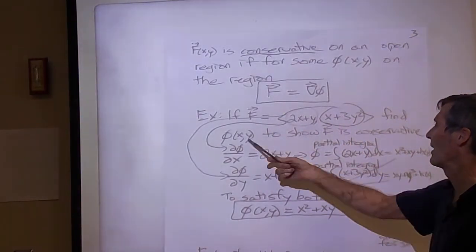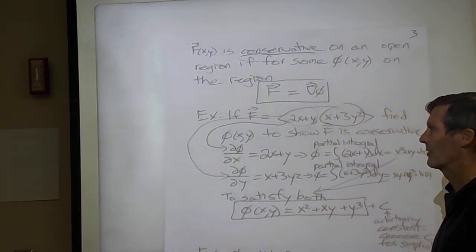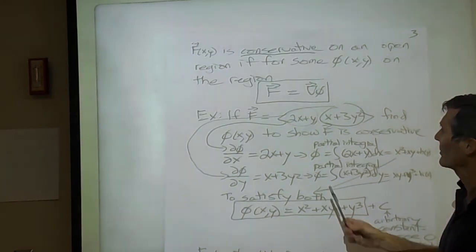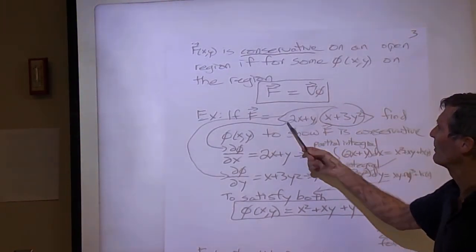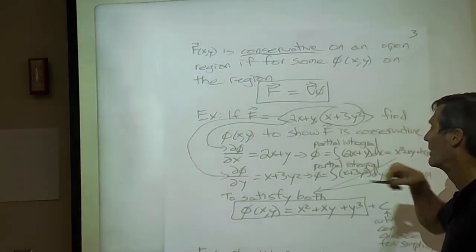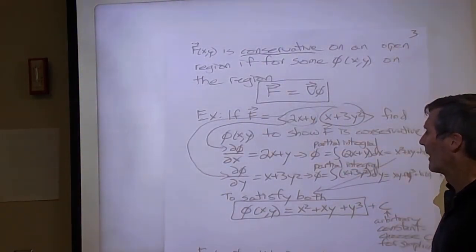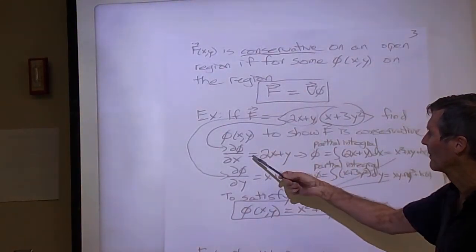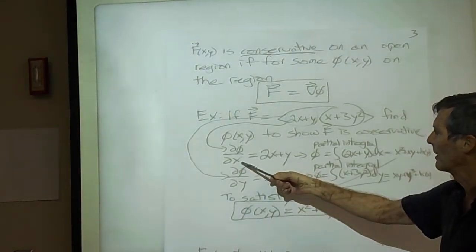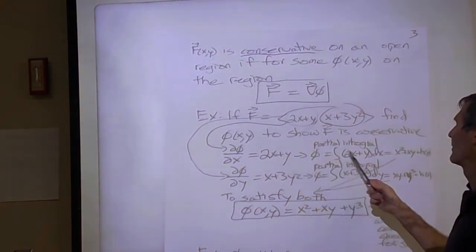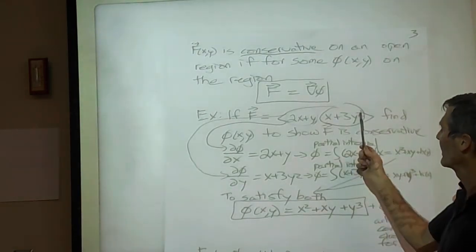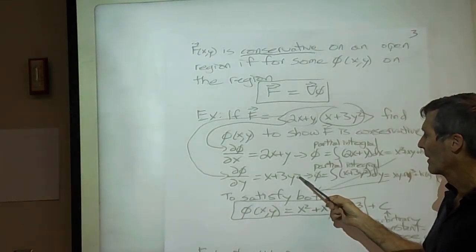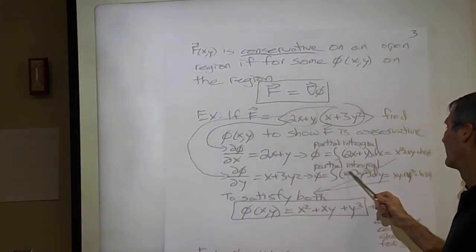So I say find phi to show it's conservative. If I can find a phi of which this is the gradient, it's conservative. If not, it's not conservative. Well, if this is really a gradient of something, then this must be d phi dx, and this must be d phi dy. So if d phi dx equals 2x plus y, then phi must be the partial integral of 2x plus y with respect to x. Similarly, if d phi dy is x plus 3y squared, then phi must be the partial integral with respect to y of this, right?